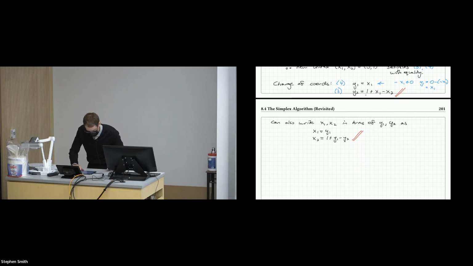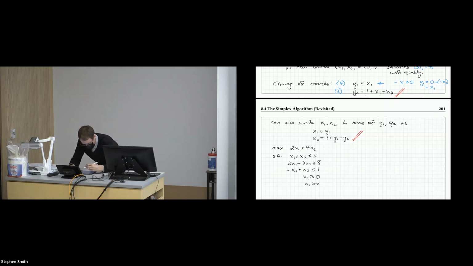So my LP, I'm just going to rewrite the same one. Max 2x1 plus 4x2, subject to the constraints: x1 plus x2 is less than or equal to 4. 2x1 minus 3x2 is less than or equal to 8. Negative x1 plus x2 is less than or equal to 1. x1 is greater than or equal to 0. x2 is greater than or equal to 0.